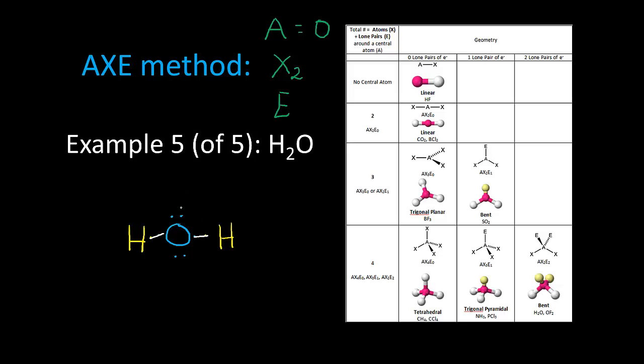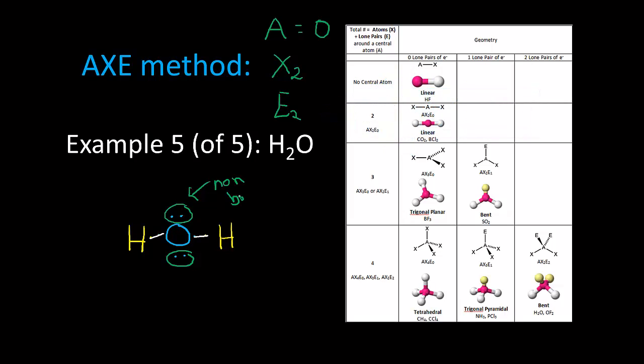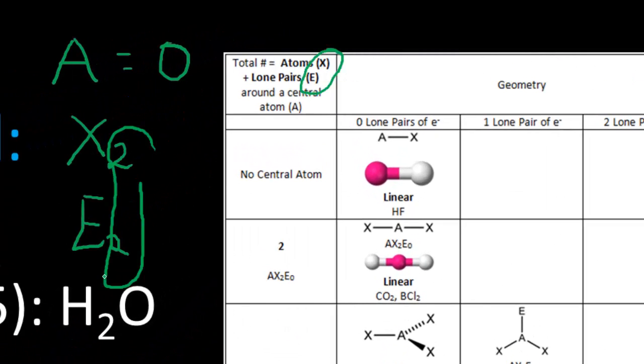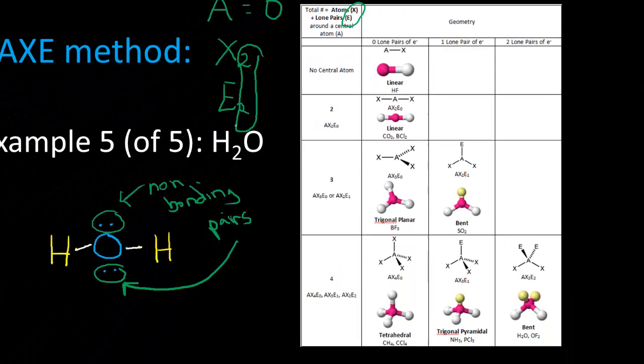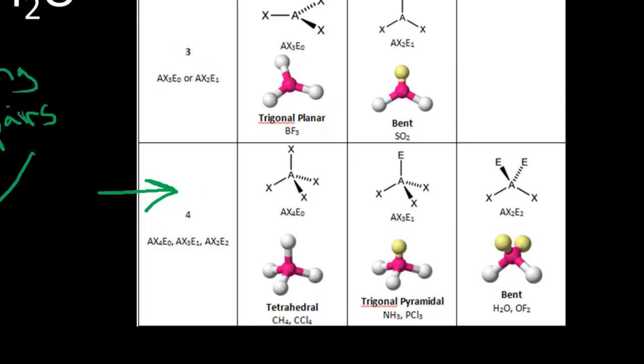If you notice on our central atom, we now have 2 pairs of electrons that are not bonded. These are 2 lone pairs. So our E is now 2. These are non-bonding pairs of electrons. Okay, so we need to add up our X's and our E's, our subscripts. So we've got E2 and X2, so 2 plus 2 is 4, so we are going to look in this column right here. Okay. And if you look, it's not AX4E0. We have AX2E2. So we move on down. That would be right here. And it is called bent.